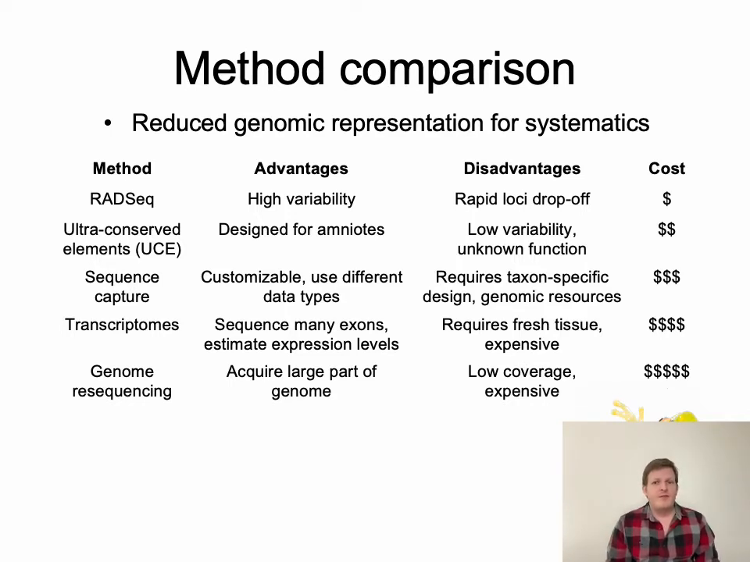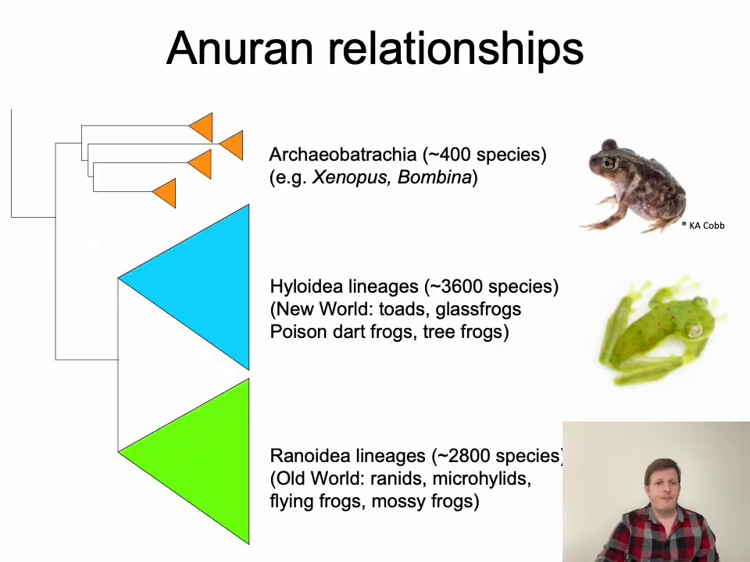For example, RAD-seq is the most affordable method, but there's rapid loci drop-off such that when you sequence species outside your target genus, there may not be any orthologous loci to align, as the loci drop off very quickly from your focal group. And here for this study, I chose sequence capture as it's the most customizable and can work across broad phylogenetic scales.